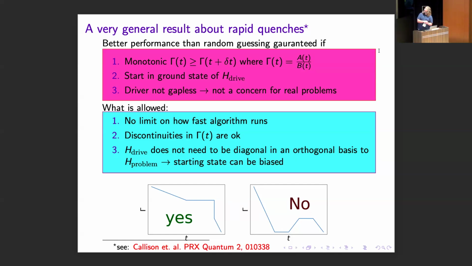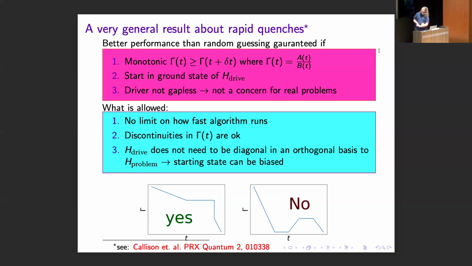So if you have monotonic rapid quenches where this ratio is always decreasing or staying the same, and you start in the ground state of your driver Hamiltonian, and there's a technical concern about the driver not being gapless, that doesn't matter for real problems. You can make an argument that you're always actually doing a bit better on average than if you random guessed.